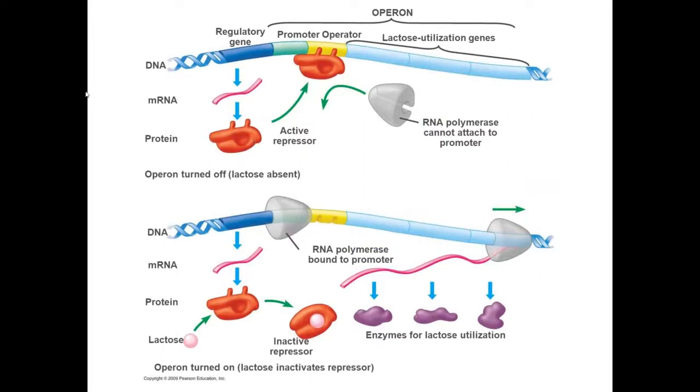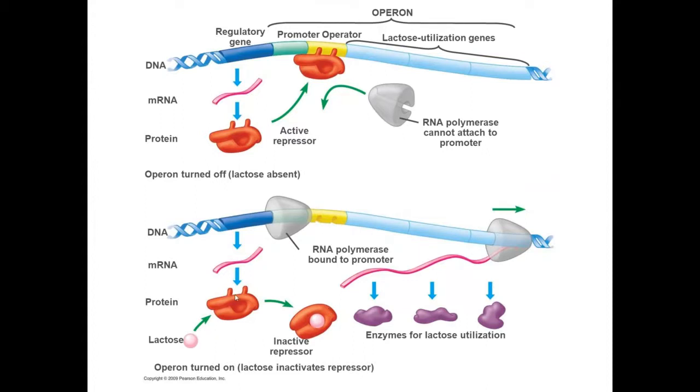So in a normal situation where I don't have any lactose around, the repressor protein is made and is capable of binding the operator. It blocks the polymerase from going through. I drink a glass of milk. Now there's lactose in my system. The lactose actually has a binding site on the repressor protein. And then that repressor protein, once it binds the lactose, changes its shape.